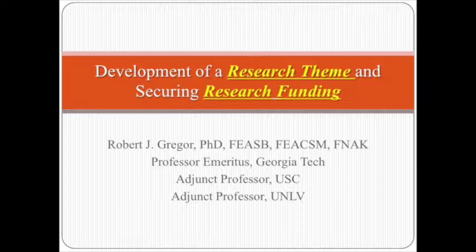And it's embraced in the title, the development of a research theme and securing funding. I think you cannot have one without the other. Preferably you start with your research theme first, and you use elements within that theme to apply for funding from different organizations. So that's where I'm starting. To me, a research theme is critical to securing funding, and that's where I'm going to start.